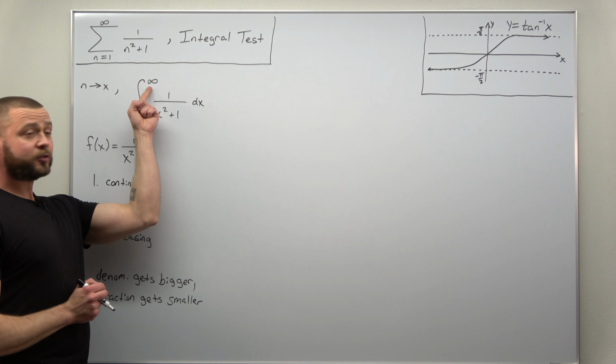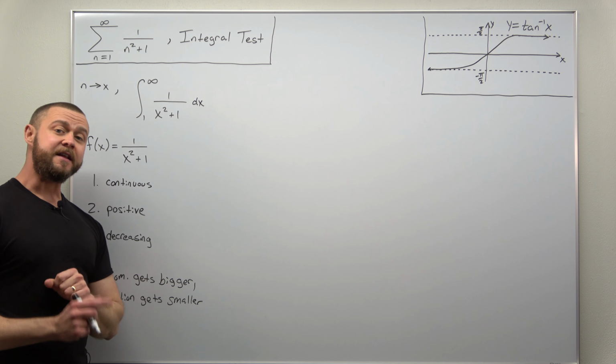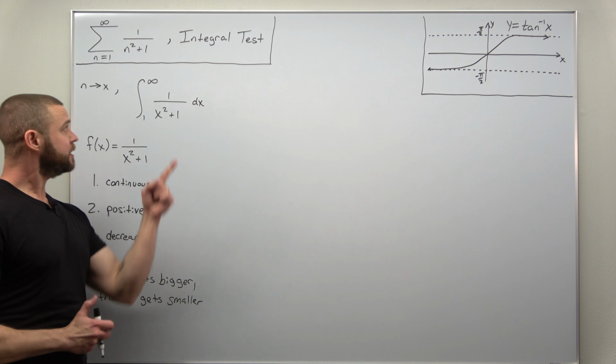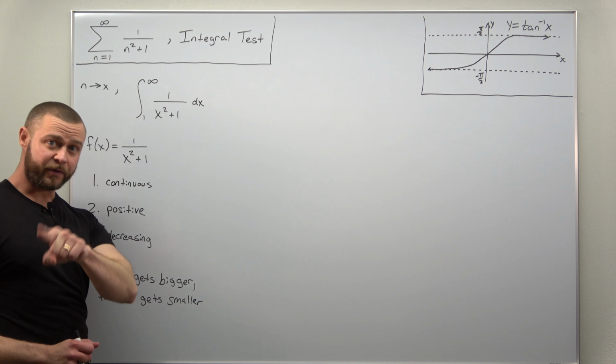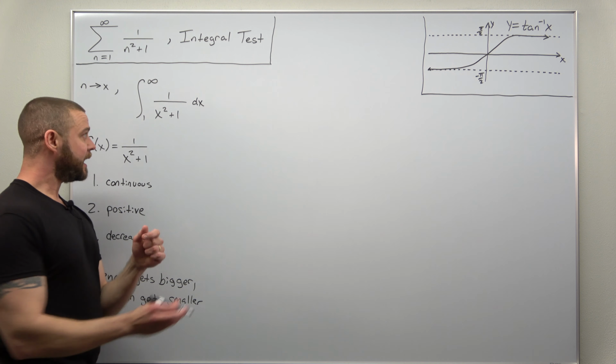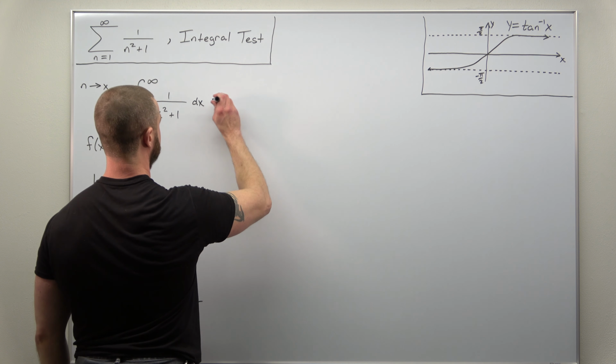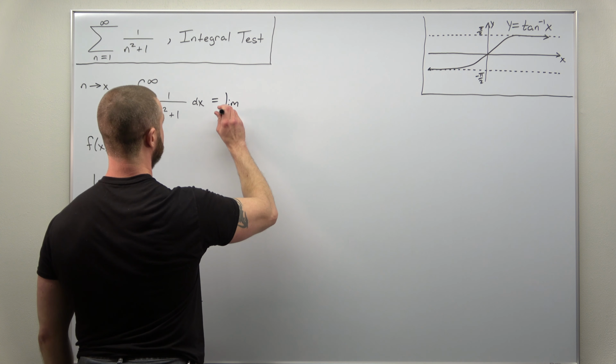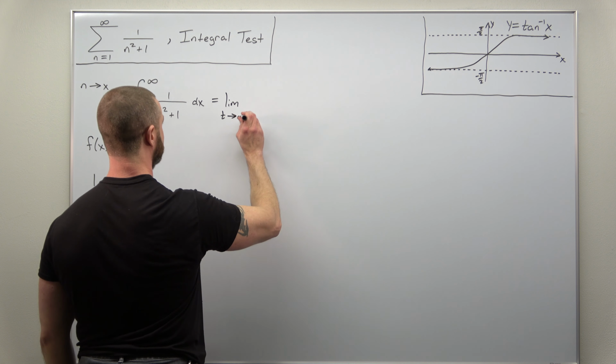We have an improper integral here of the first type. We have an infinity in the integral sign, so let's replace the infinity with t, and then we'll take a limit as t approaches infinity. So let's set this up properly. Limit as t approaches infinity.